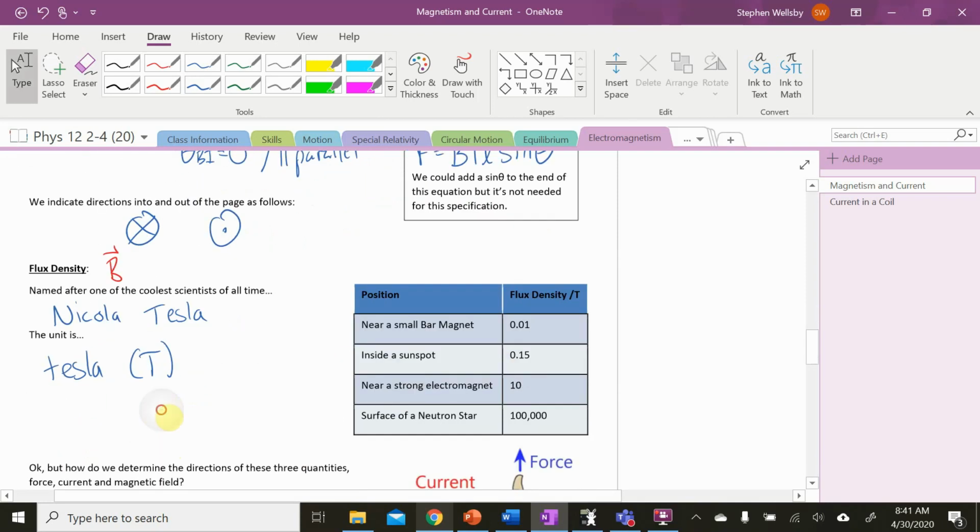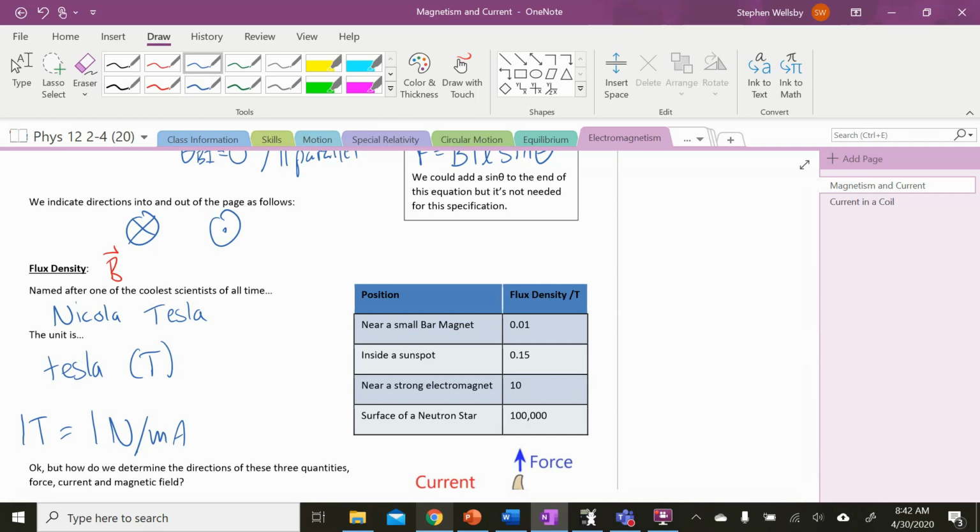And 1 Tesla as a unit is going to be 1 Newton per meter per amp. So essentially, it's the flux density that's required if you wanted to exert a 1 Newton force on a 1 meter wire carrying 1 amp of current. So 1 Newton of force for every meter of wire, for every amp that's flowing through it, that is what a Tesla is. And 1 Tesla is actually quite a large force.